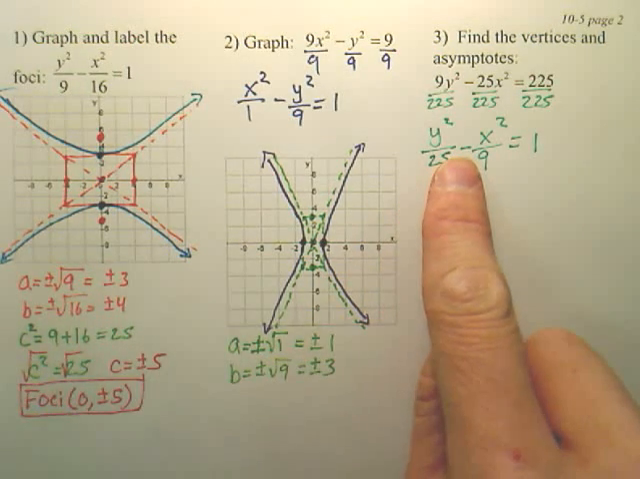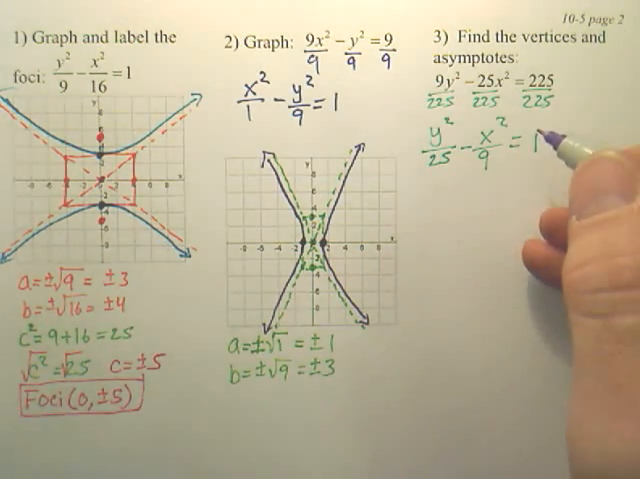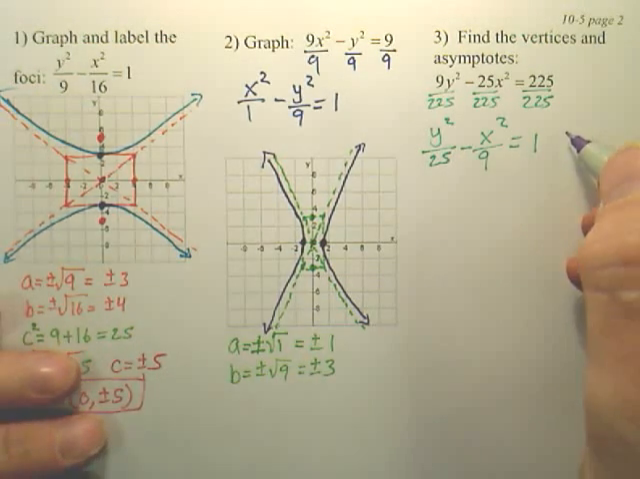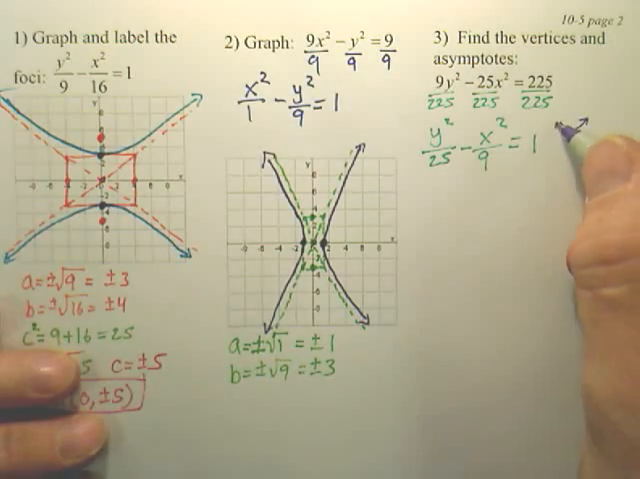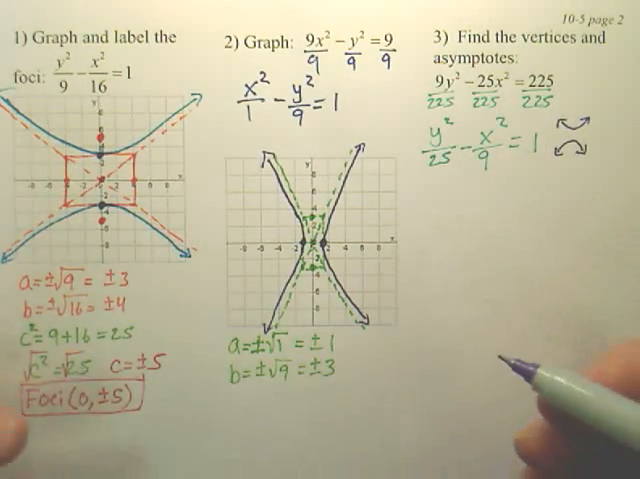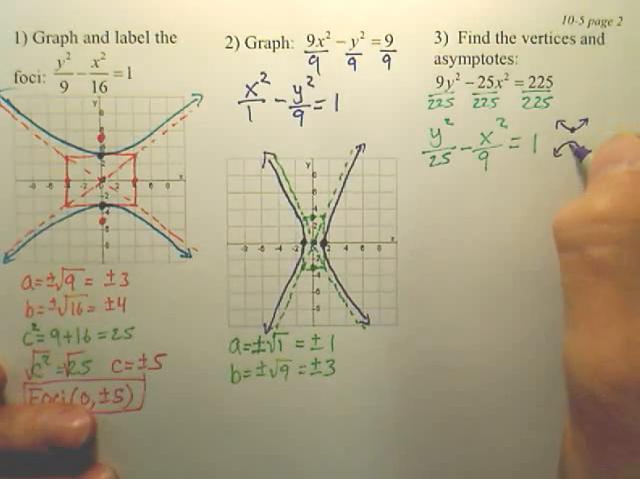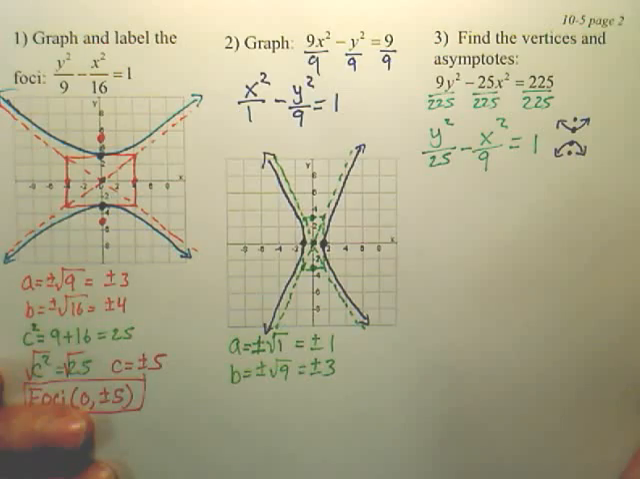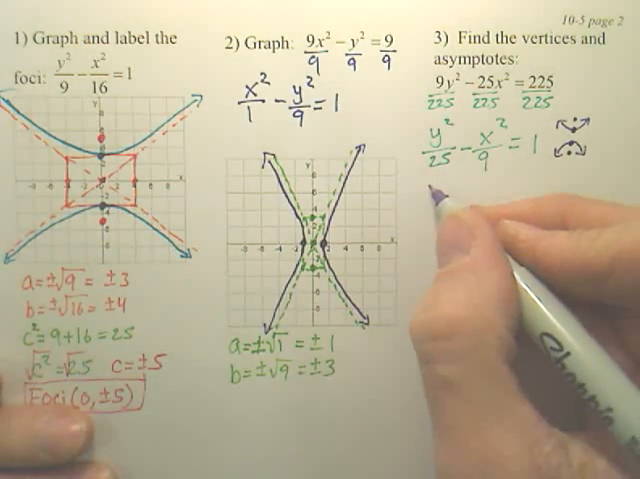Now, looking at this, we can kind of get an idea. Just make a quick sketch. Since y is first, we know this is going to be going up and down. So we know the vertices are going to be right there, and your foci are going to be right there. Something like that.